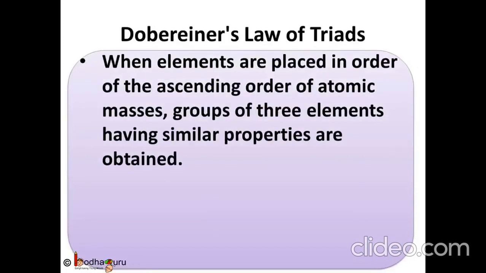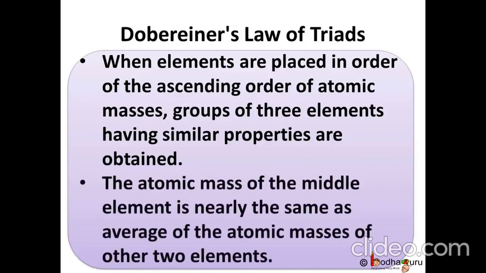So to sum up what we learned today, Dobereiner's law of triads states that when elements are placed in ascending order of atomic masses, groups of 3 elements having similar properties are obtained. And the atomic mass of the middle element is nearly the same as the average of the atomic masses of the other 2 elements.